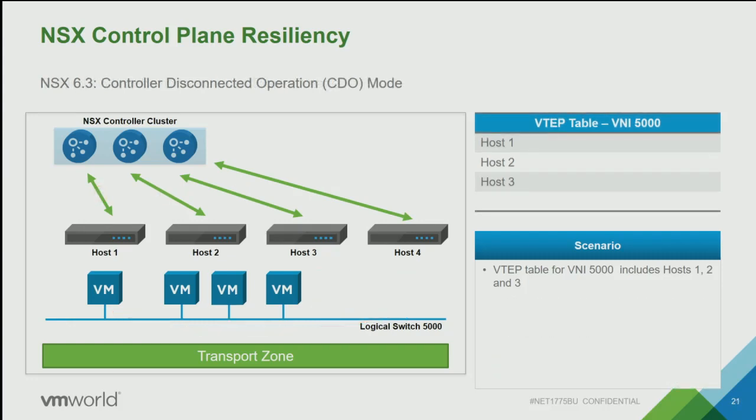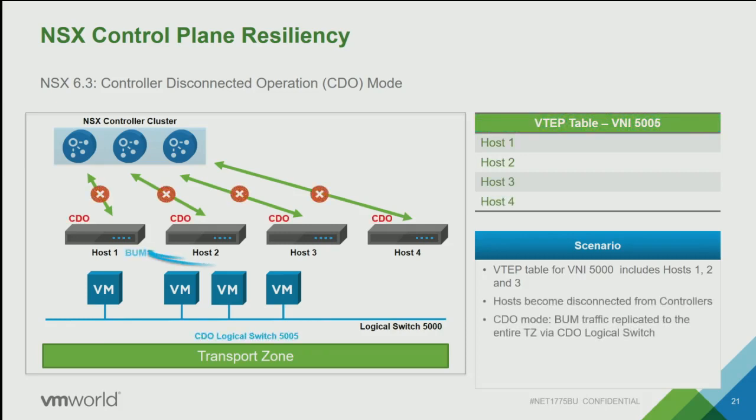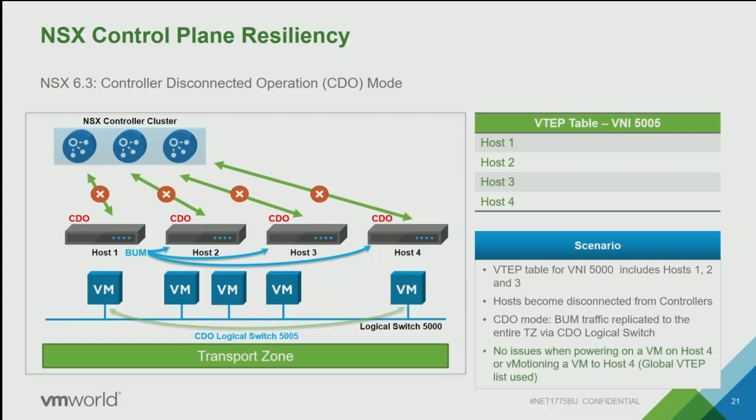So with CDO, we got host 1, 2, and 3. VNI is set up. Lose connectivity, but we created the CDO logical switch. So BUM traffic can take place and we can get VTEP information. All the hosts will now have, I know where the VTEPs are. And since I know where the VTEPs are, if I power on a machine, yay, green arrow.